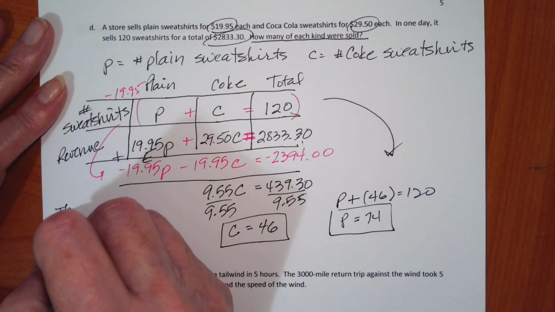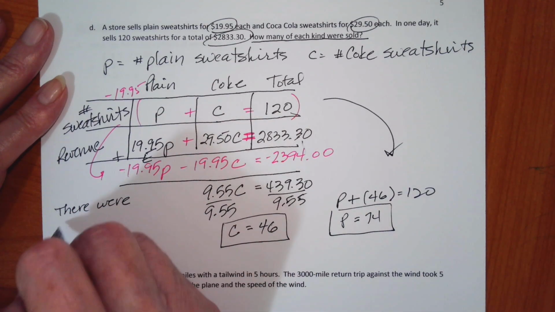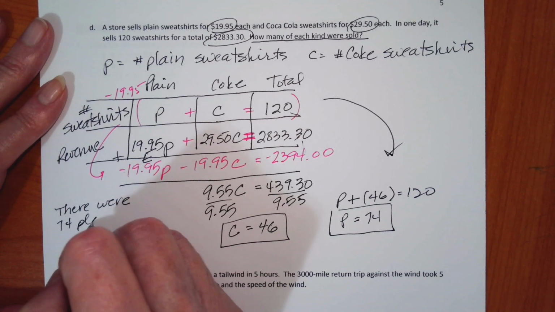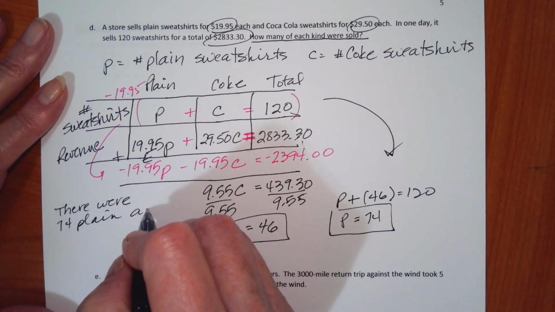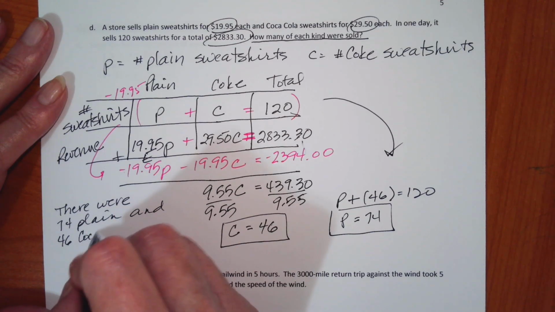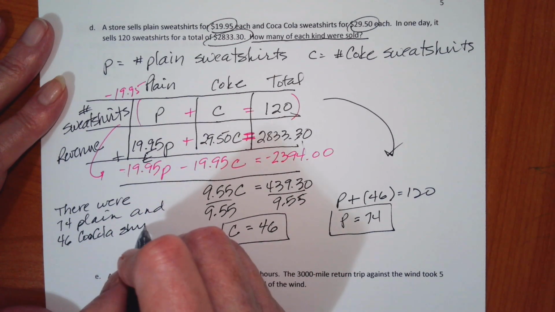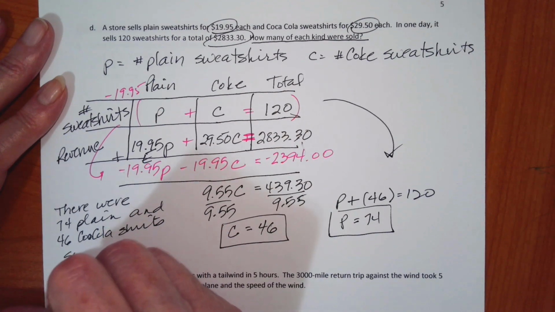Okay, so there were 74 plain and 46 Coca-Cola shirts sold.